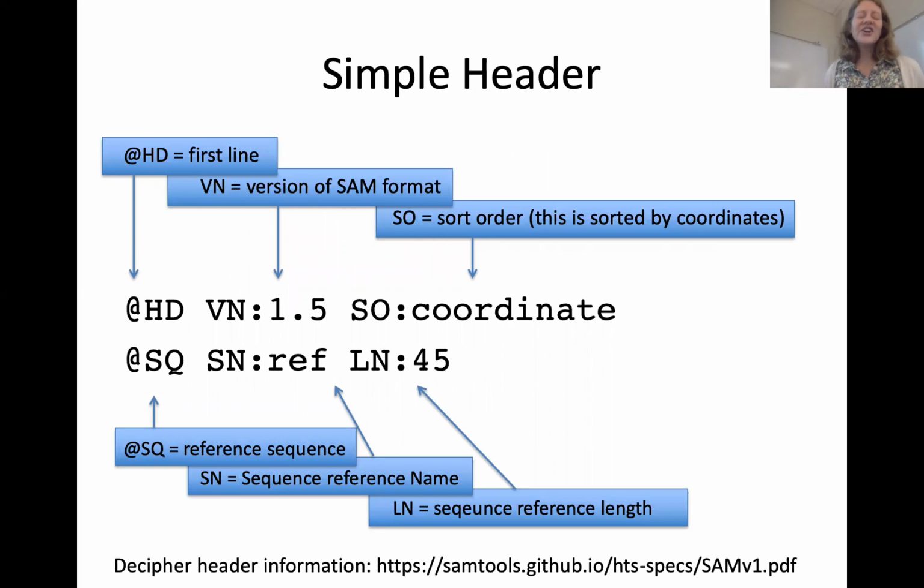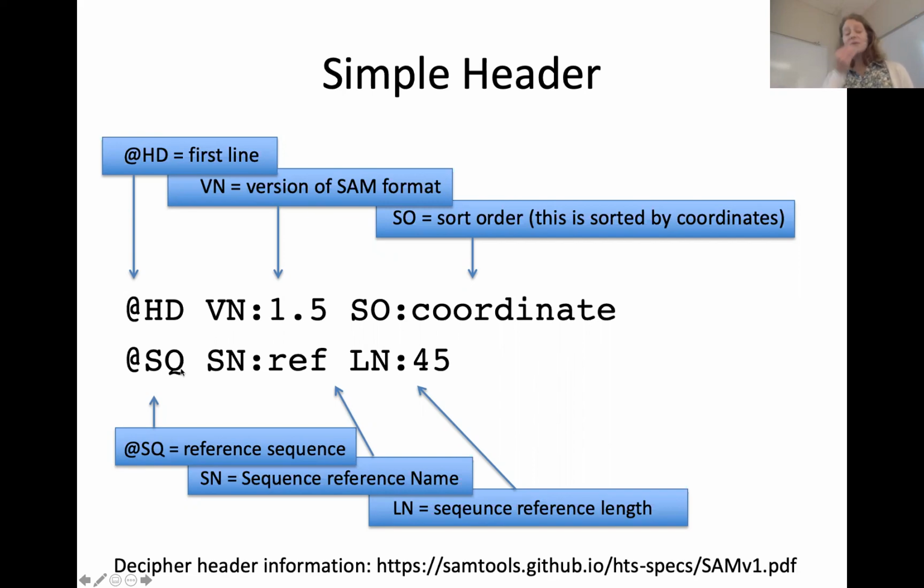This is, however, it can take a little bit of effort to decode the header information. The SAM specification is in love with little short acronyms that make it a little bit of a pain to interpret. So @HG is always the first line. VN stands for version. SO stands for sort order. So this would be a version 1.5 SAM file sorted by coordinates.